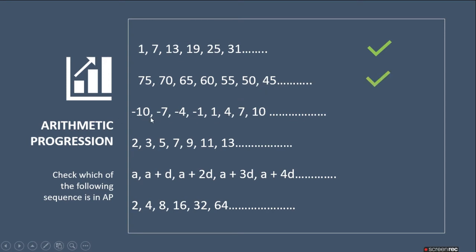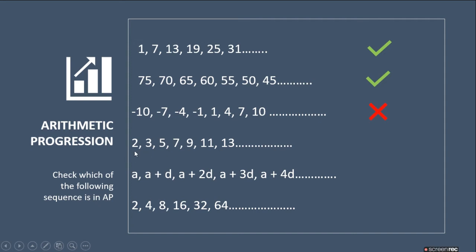Next, minus 10, minus 7, minus 4, minus 1, 1, 4, 7, 10, etc. Here the difference is minus 7 minus minus 10, that is equal to minus 7 plus 10 equal to 3. Then minus 4 minus minus 7, that is equal to minus 4 plus 7 equal to 3. Next we can see the difference between minus 1 and 1. That is 1 minus minus 1, that is equal to 1 plus 1 equal to 2. So here there is no common difference, so it is not in AP.